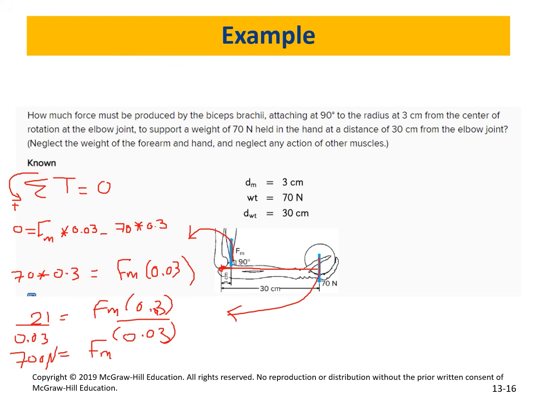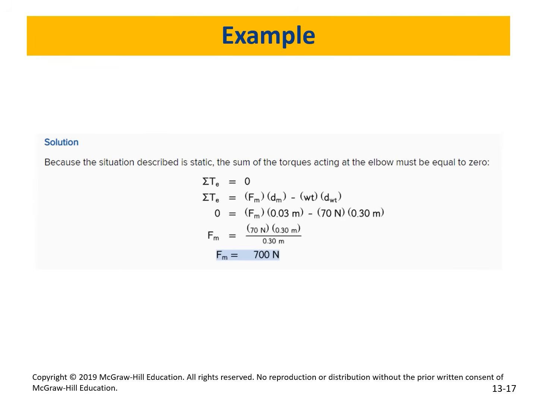So that is here. That's another representation of how we solved it. Summation of torques around E. E is the center of rotation, right? Around that point should equal 0. It's at equilibrium. Fm multiplied by the dm, that's positive because it's counterclockwise, minus the weight, which is 70 newtons, multiplied by the distance, which is 70 by that 0.3. And then you get the Fm, and we're all good to go with that. Does it make sense?